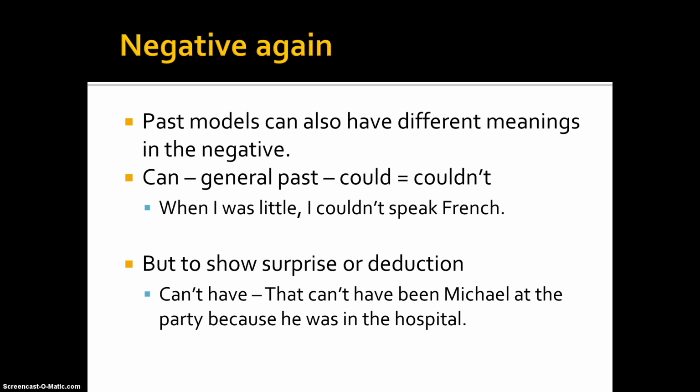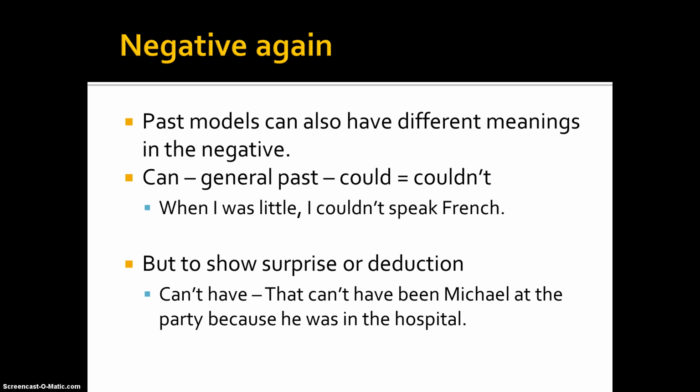Past modals, we'll talk about past modals and how to form them in a moment, but past modals can also have different meanings in the negative. So as you know, can is the present, but the general past of can is could, and so the negative is couldn't. When I was little, I couldn't speak French.